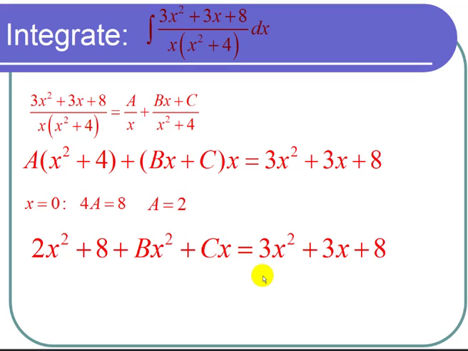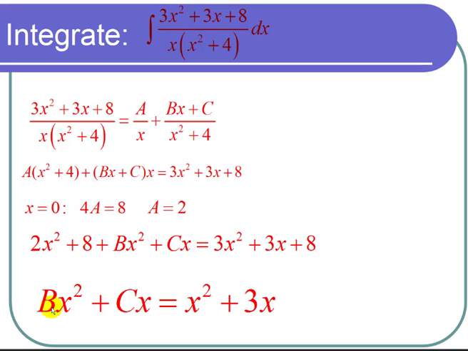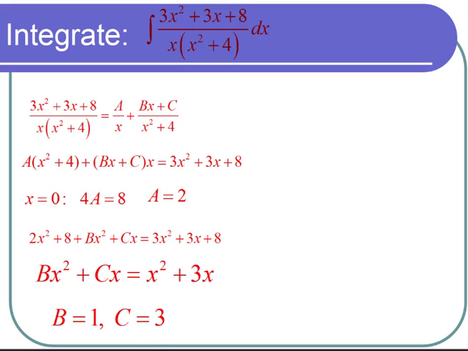Now let's combine like terms by moving the 2x squared and the 8 over to the right. 3x squared minus 2x squared is x squared, and the 8s cancel, and I'm left with Bx squared plus Cx is equal to x squared plus 3x. Now I can equate coefficients. The x squared coefficient is 1 on the right-hand side, so that means B is 1. The x coefficient is 3 on the right-hand side, so that means C equals 3.